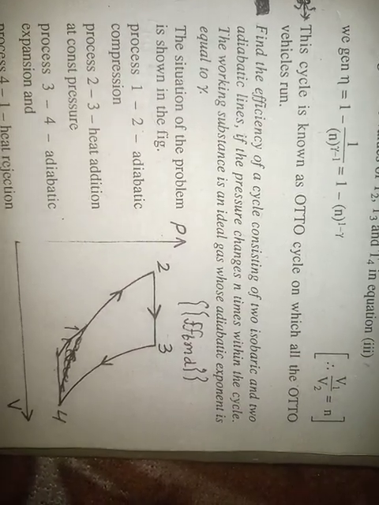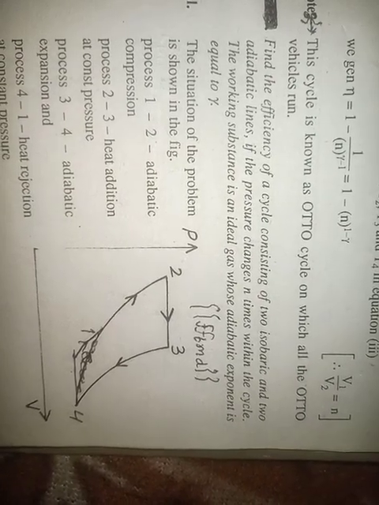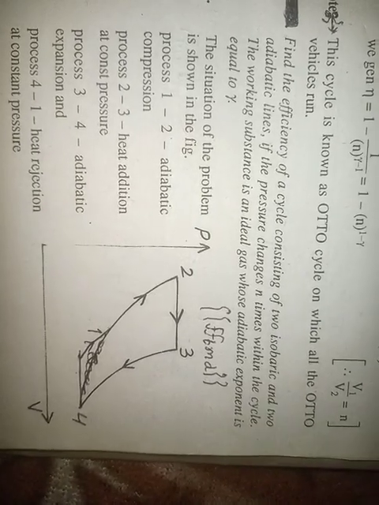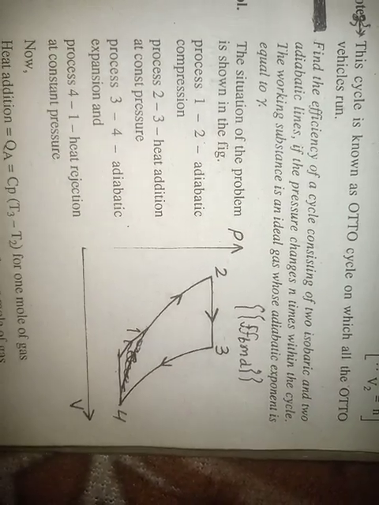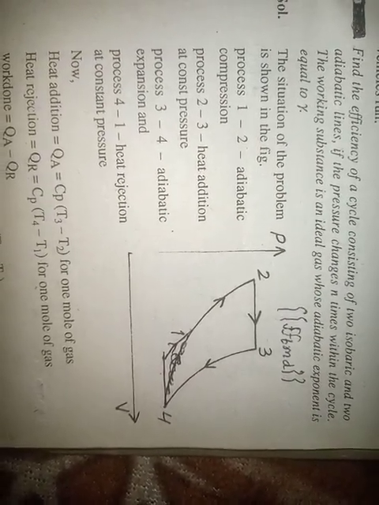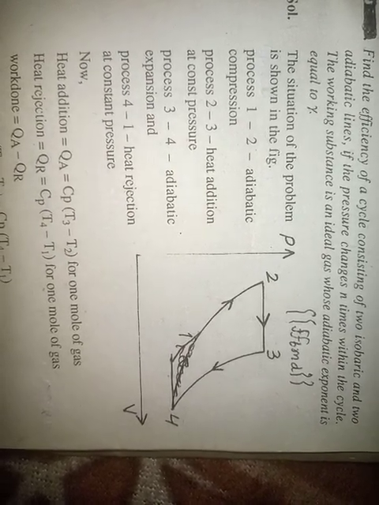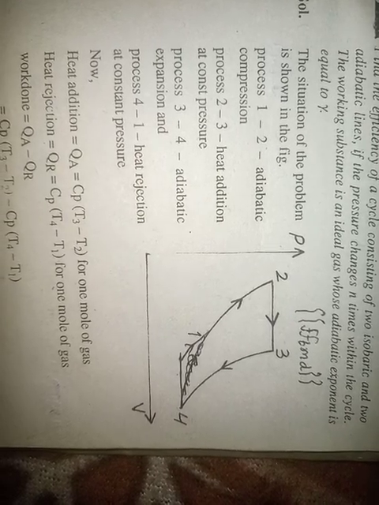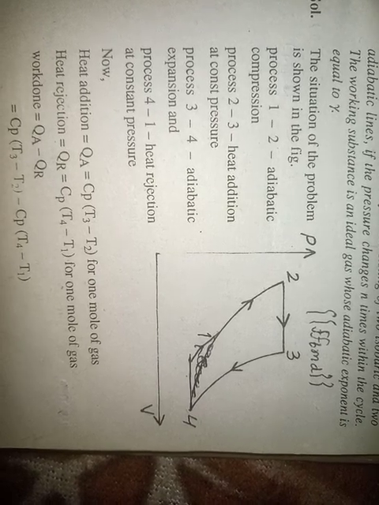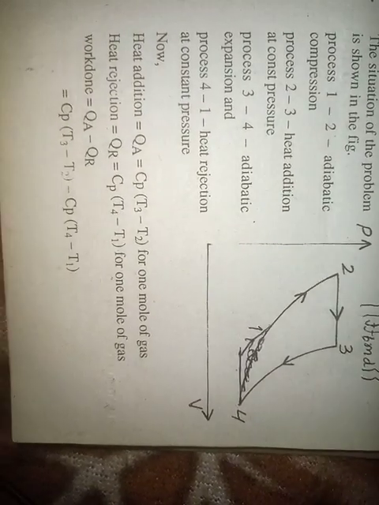Find the efficiency of a cycle consisting of two isobaric and two adiabatic lines if the pressure changes n times within the cycle. The working substance is an ideal gas whose adiabatic exponent is equal to gamma. The solution: the situation of the problem is shown in the figure. Here, process 1 to 2 is adiabatic compression, process 2 to 3 is heat addition at constant pressure, process 3 to 4 is adiabatic expansion, and process 4 to 1 is heat rejection at constant pressure.